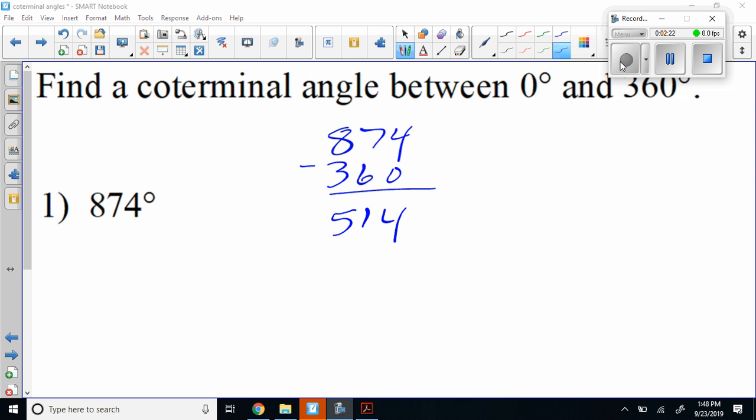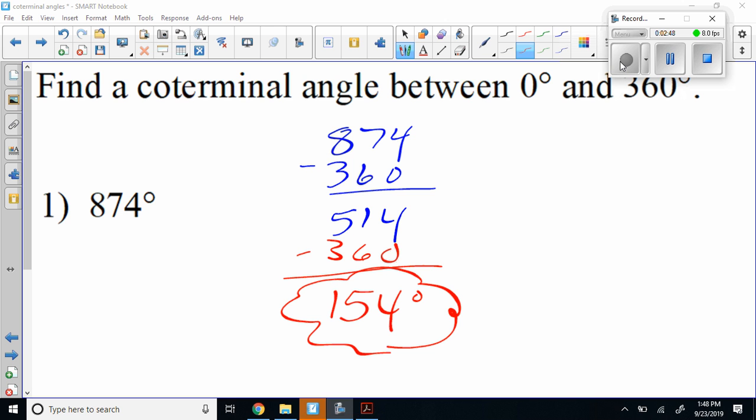The reason is that it would have the same initial side and the same ending side, right? So 514 is coterminal with 874. But is 514 between 0 and 360? No, so what do I have to do? Minus 360 again. How much? 154. Is that between 0 and 360? Yeah. That's it, ladies and gentlemen, easy peasy.